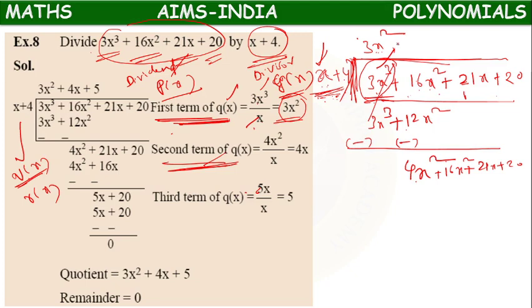Now for getting the second term in the quotient, we have to divide the first term. 4x square by x is 4x. We will keep it here; we get the second term, 4x. So 4x square, only one. We only take the next term, not all of them. So 4x into x is 4x square, 4x into 4.